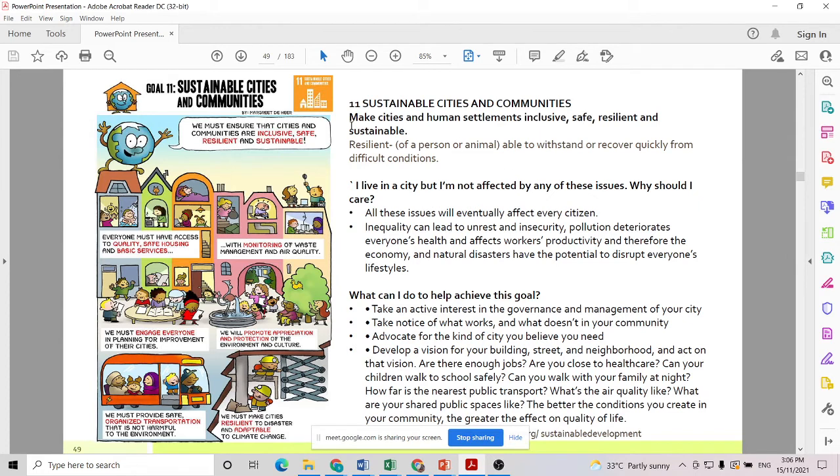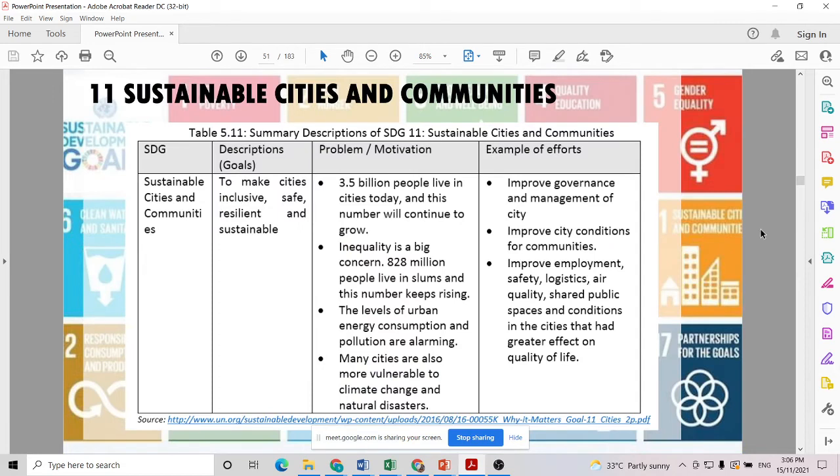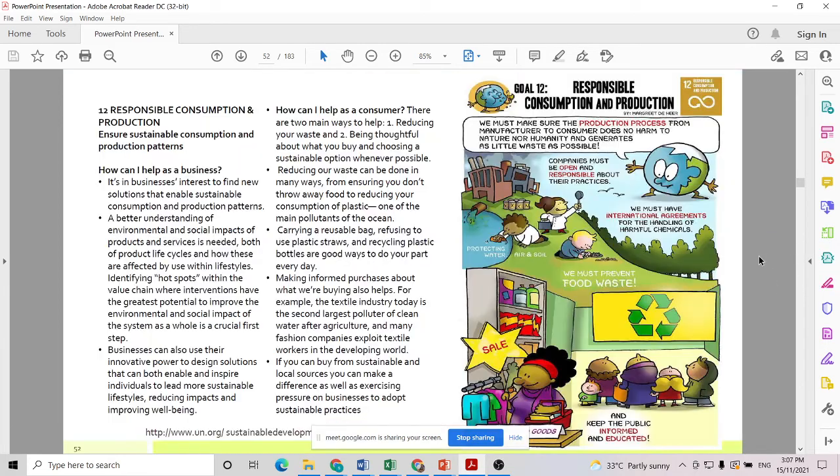So what are sustainable cities? Including safe, resilient, and sustainable. So what is the effort? The effort is to improve governance and management of cities, improve city conditions for communities, and then improve employment, safety, logistics, air quality, public space, and also other factors relevant towards sustainable development. So that is on sustainable development.